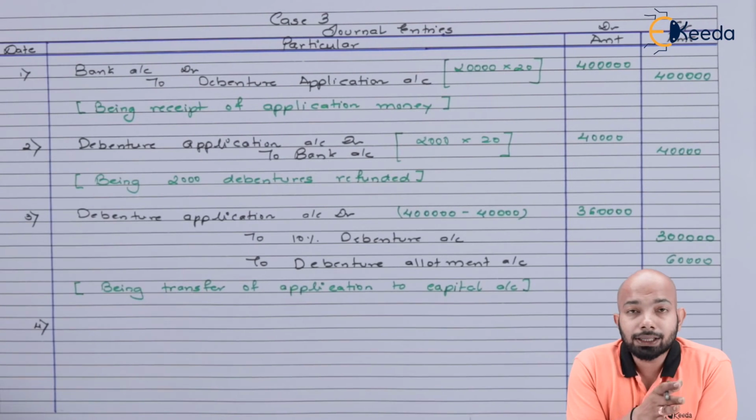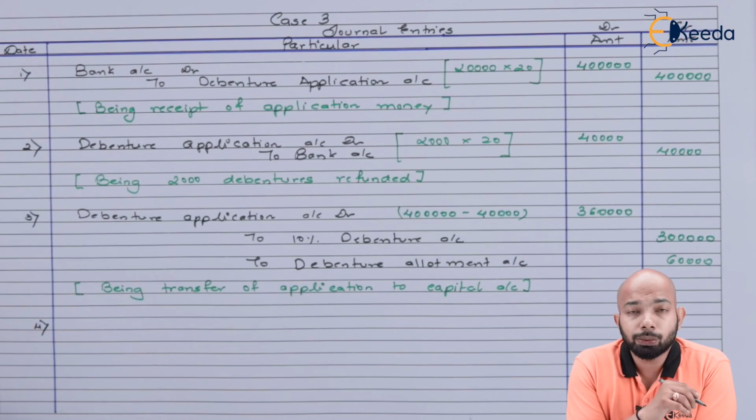Now the next entry that we will be passing here is the allotment due entry. Let's start with that.